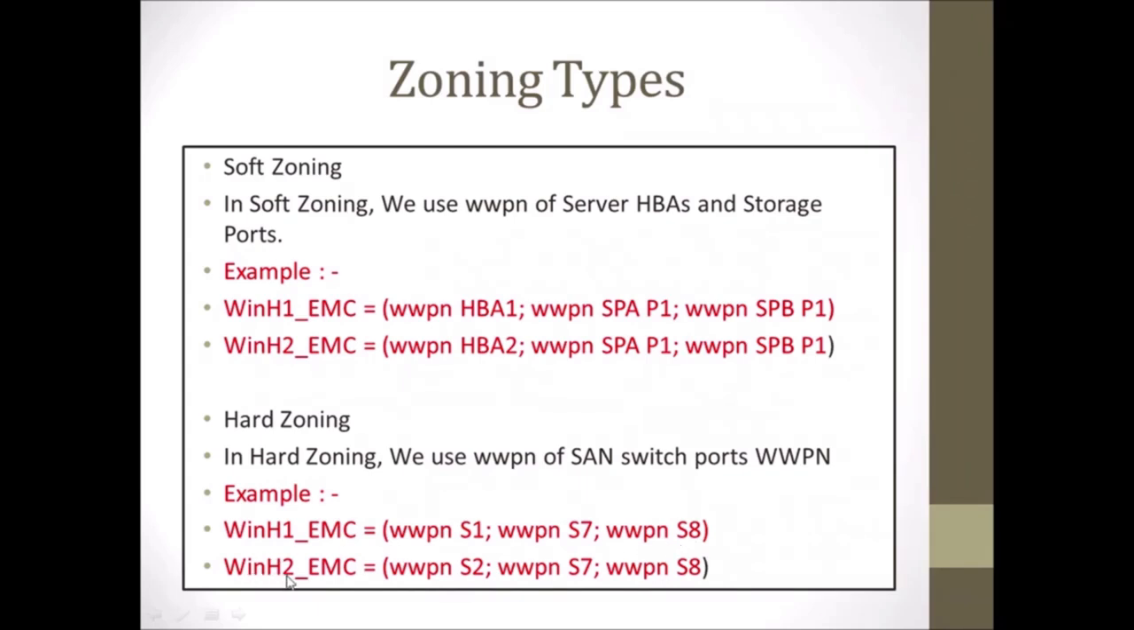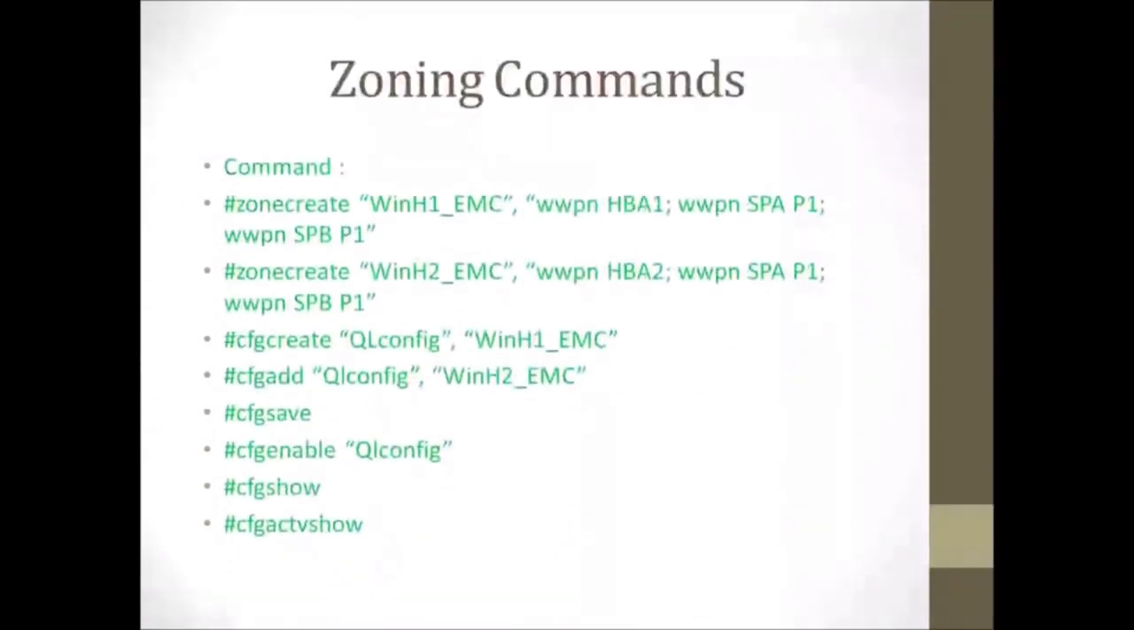Same for WinH2_EMC. In this case, we are using the WWPN number of SAN switch port 2, because HBA2 is connected to port 2, and then S7 and S8. So it's very easy to understand. In soft zoning, we use the WWPN of server HBAs and storage ports, and in hard zoning, we use the WWPN of the SAN switch ports to which our HBA and the storage ports are connected. Great. Let's move to the next slide.